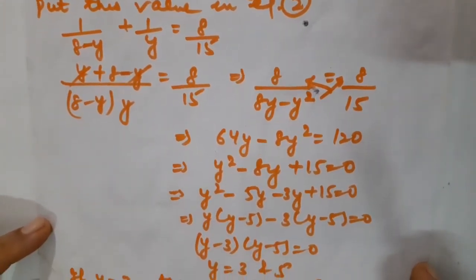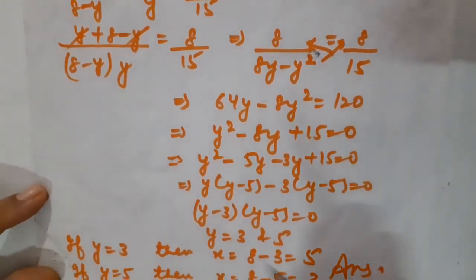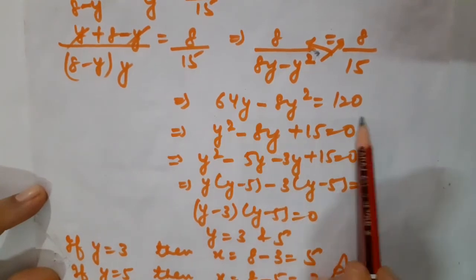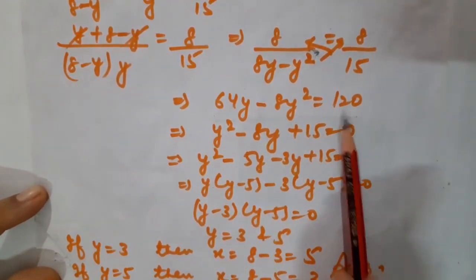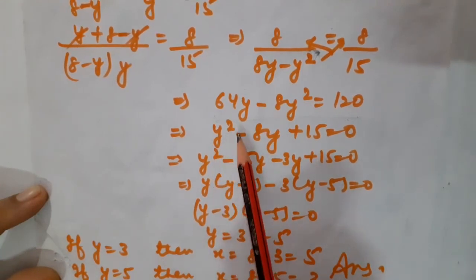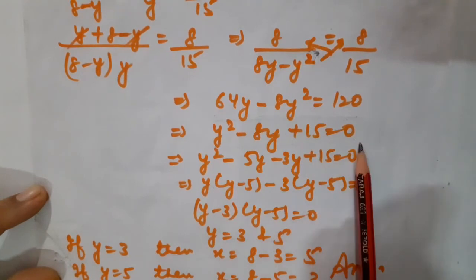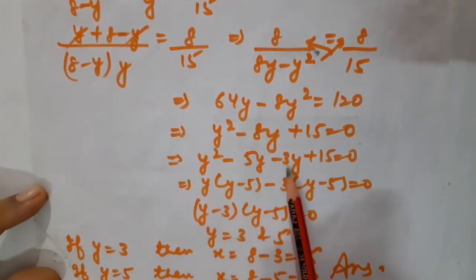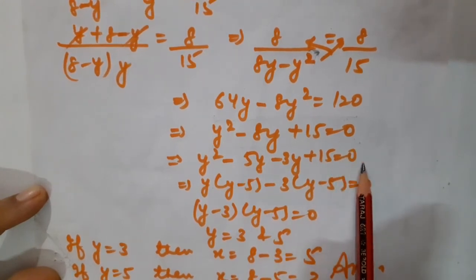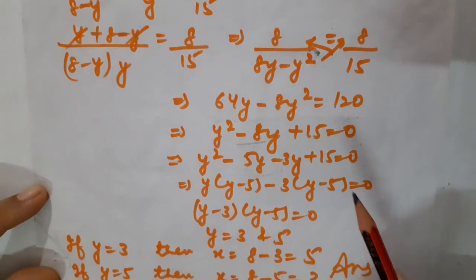Please check each and every step which is done by you in your mathematics homework notebook. So after taking common, I have taken minus 8 as common. So I have got y square minus 8y plus 15 is equal to 0. So let us factorize it. Then I have got y square minus 5y minus 3y plus 15 is equal to 0, because the sum should be minus 8 and the product should be 15.